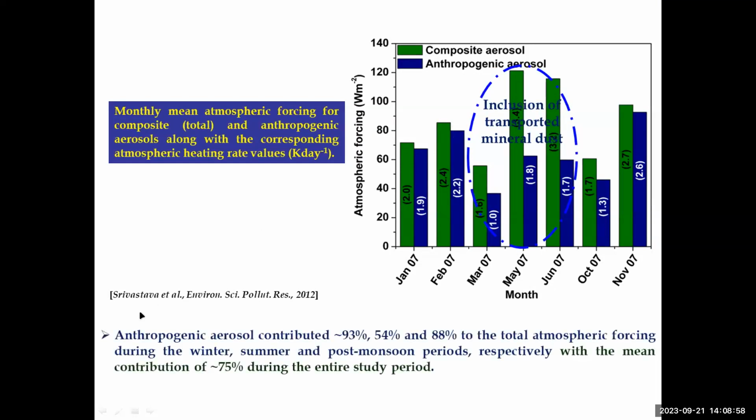So overall, anthropogenic sources were found to contribute about 93% and 88% during the winter and post-monsoon periods. However, anthropogenic sources contributed only 54% during summer because of a large amount of natural dust aerosols.